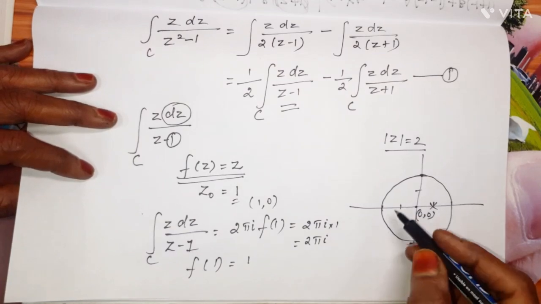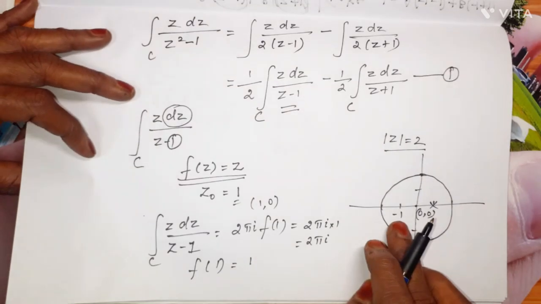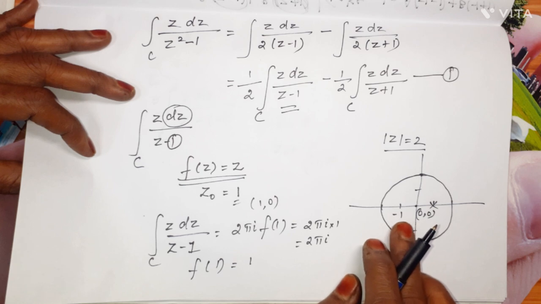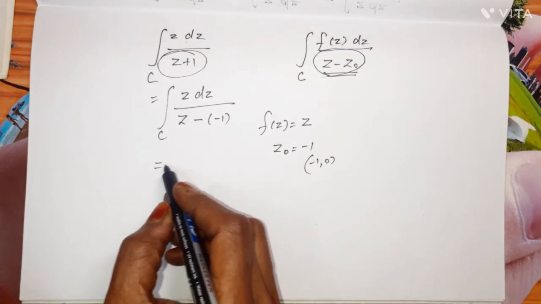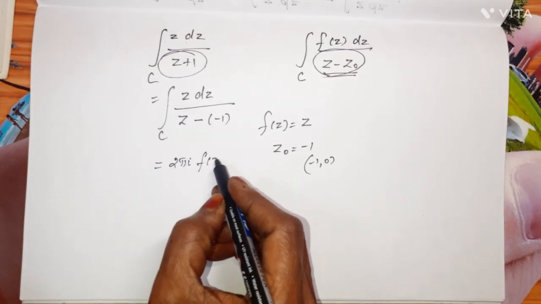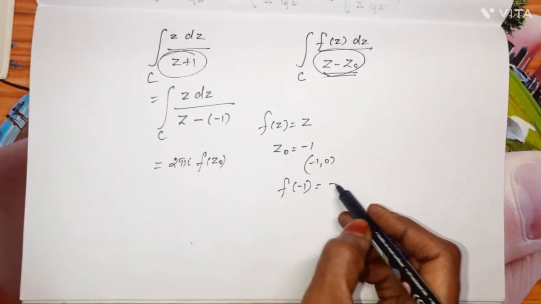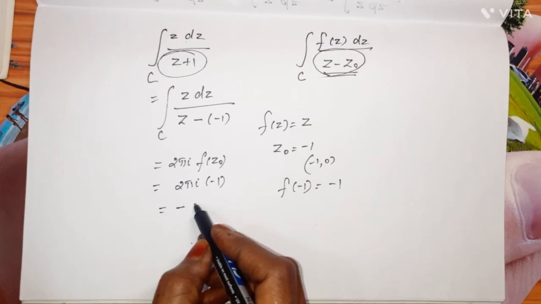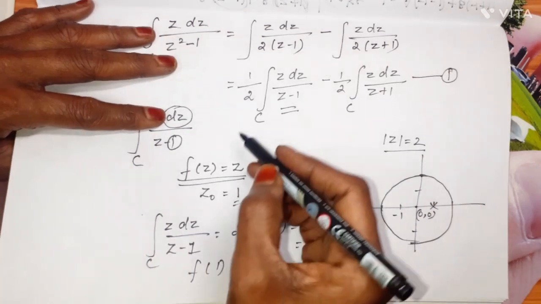Minus 1 means the point (minus 1, 0). That also lies inside the circle, that is, in the interior of the circle. Therefore, this is equal to 2 pi I into f of z naught. f of z naught means f of minus 1, which is equal to minus 1, so this is 2 pi I into minus 1, which is minus 2 pi I. Am I right? Okay, now we are going to substitute both the answers here.